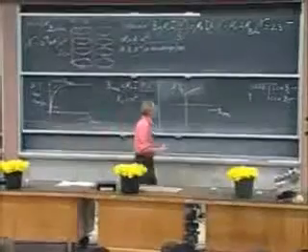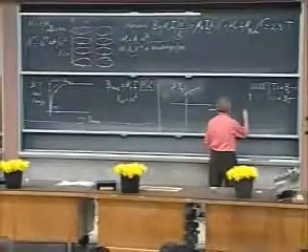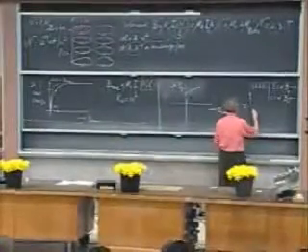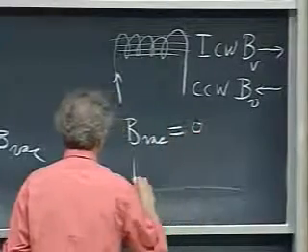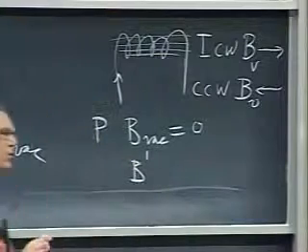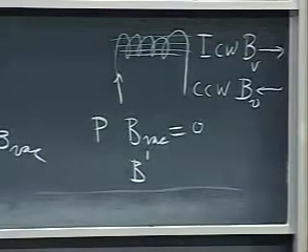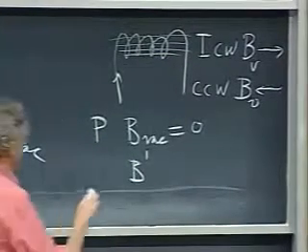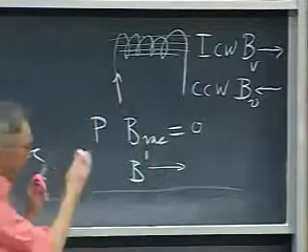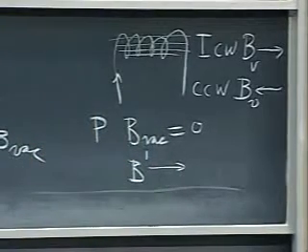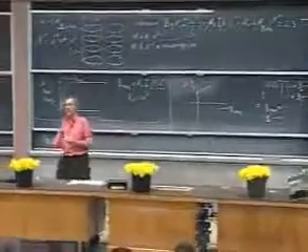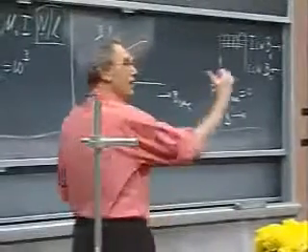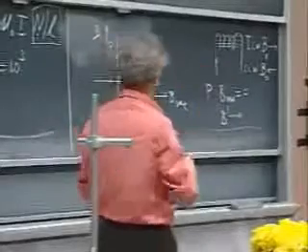And so at the location P, we have B vacuum is zero, but B prime, which is the result of those aligned magnetic moments, is still in this direction. Nothing is to scale here, of course. And so you still have a magnetic field. Now I reverse the current. I go counterclockwise. So I'm creating a magnetic field vacuum now in this direction.